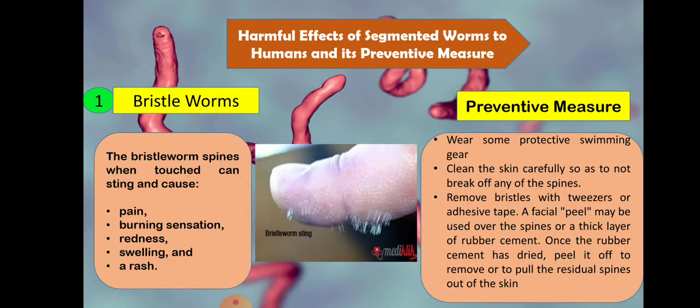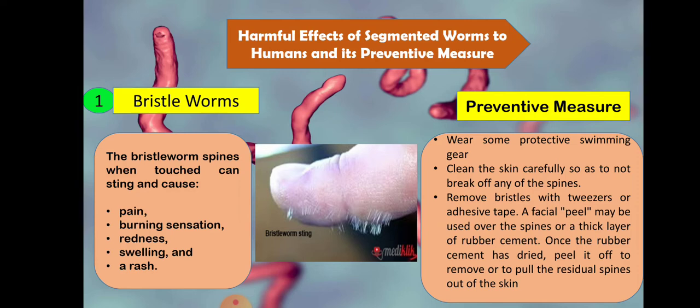So, the harmful effects of segmented worms to humans and their preventive measures. The first one is the bristle worms. Of all the many species of worms, the bristle worm is one of the most dangerous. It is an elongated segmented worm and belongs to the class Polychaeta.